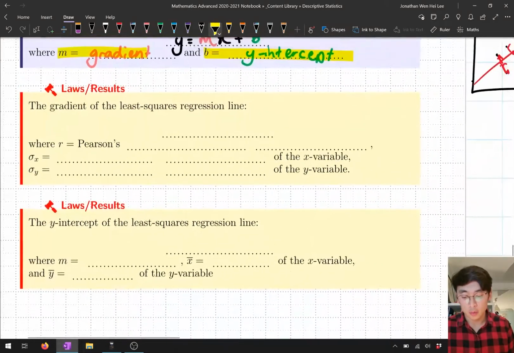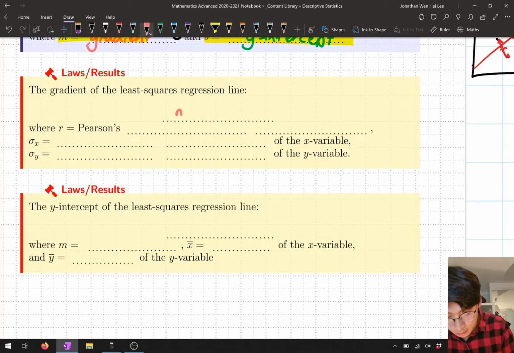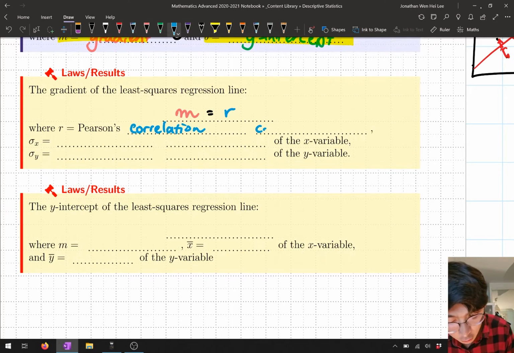So in the bits below, we talk about the gradient of the least squares regression line, and also the y-intercept of the least squares regression line. This is what we need to do if we're trying to find these two things. Let's start off with the gradient. The gradient of our least squares regression line, m, is made up of a few different things. The first part is r, a familiar concept from last lesson. r is just Pearson's correlation coefficient.